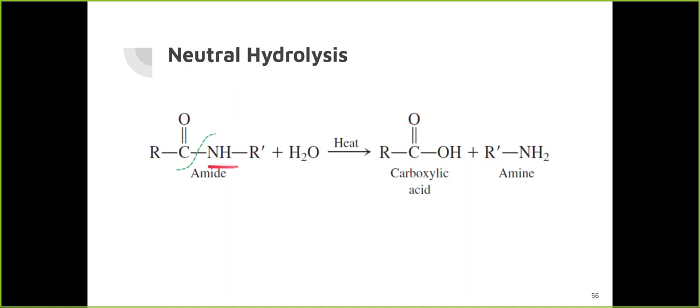If you react an amide with water and heat in neutral solution, you'll basically reverse that reaction. So here we have an amide reacted with water. You're going to get back the carboxylic acid and the amine. So we're putting the OH back on this carbon over here, and you're putting the hydrogen back on this nitrogen over here. So you're reversing that reaction.